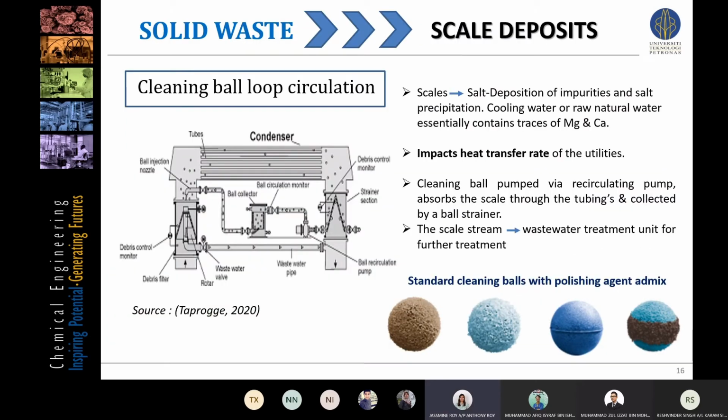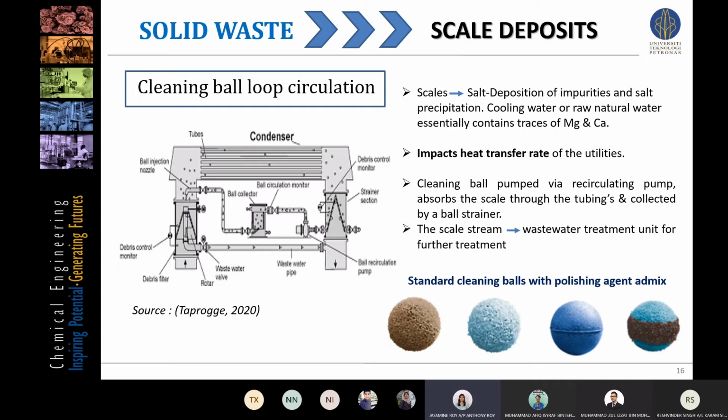So I will be presenting on the solid waste firstly. Scale deposits are a form of major waste since the cooling water and raw natural water consist of magnesium and calcium traces. So the scales here are crucial to be removed to minimize fluctuation of heat transfer rates. And then the system functions by pumping cleaning balls into the tubes to remove the hard scale deposits, which will then flow out in the cooling water washout.